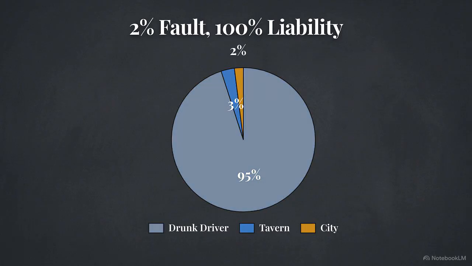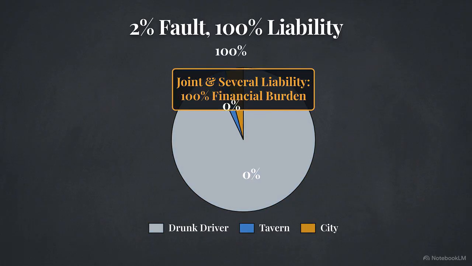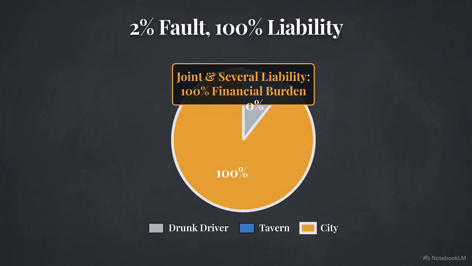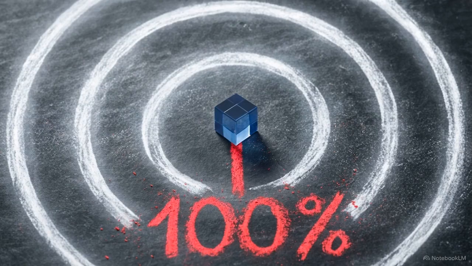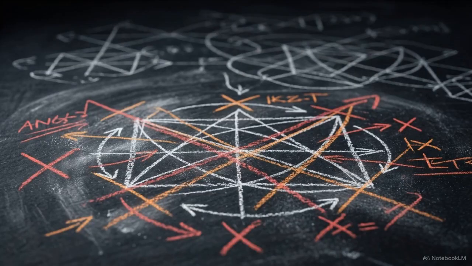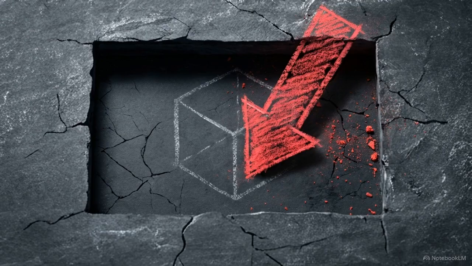Under joint and several liability, the city, despite 2% responsibility, became the deep pocket target, forced to pay 100% of the damage award. This outcome represents a significant paradox. A legal system designed for fairness essentially forced a party with nominal liability to carry the entire financial burden. Cases like Garris are why legal scholars frequently criticize the doctrine as a form of legalized extortion against deep-pocket entities.